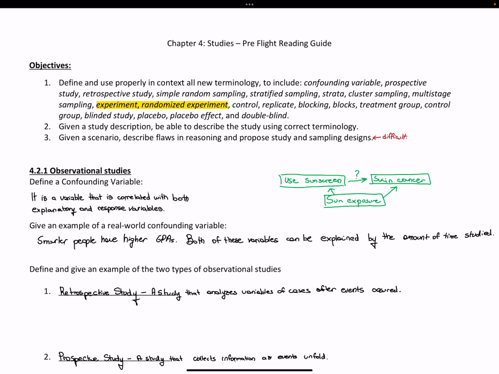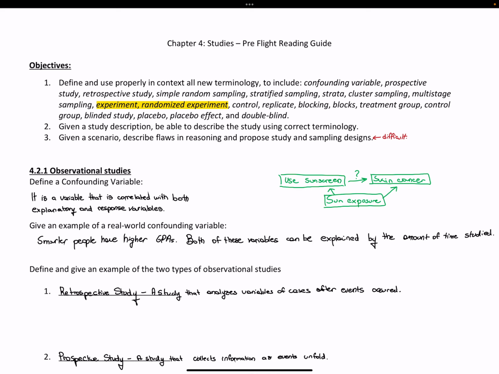Treatment group is a group that actually gets the treatment. A control group is a group that does not get the actual treatment, might get a placebo. And that's because we want to see if the treatment actually is the cause of certain changes in the status of the cases, observational units, or patients, if we're talking about people. Now, what is a blinded study? A blinded study is a study in which the patients do not know whether they are in the control group or in the treatment group.